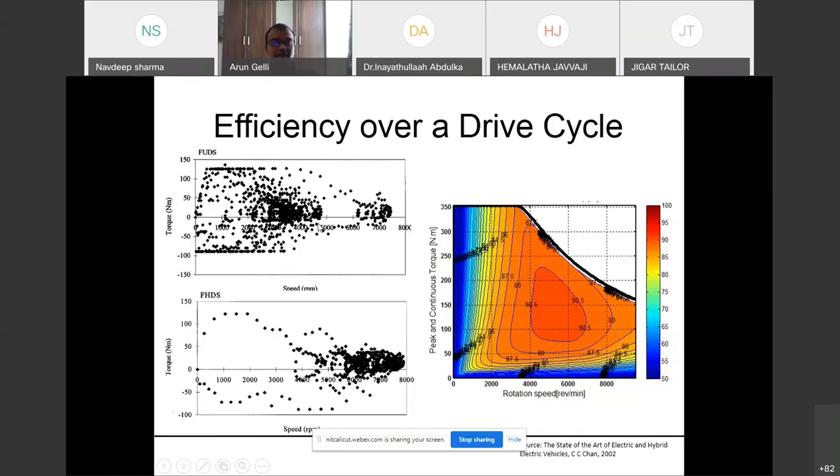So the main takeaway here is that most of the time in the urban cycle the points are clustered, while in a highway driving cycle it is usually higher speed and the torque is also low.